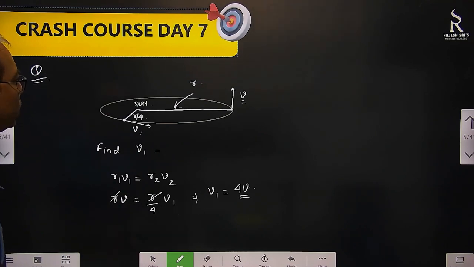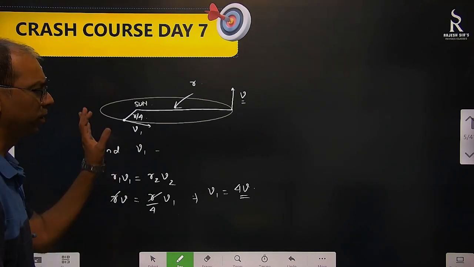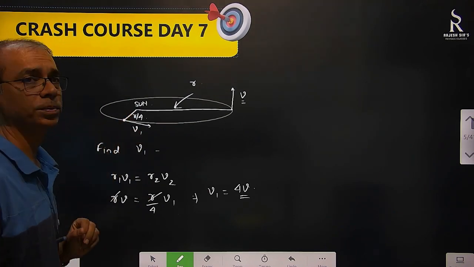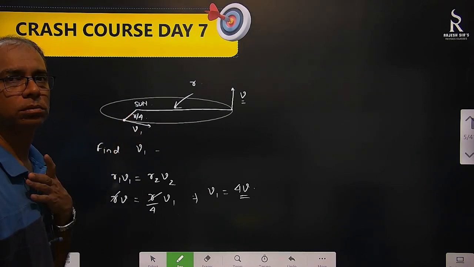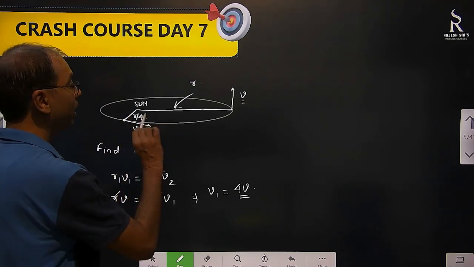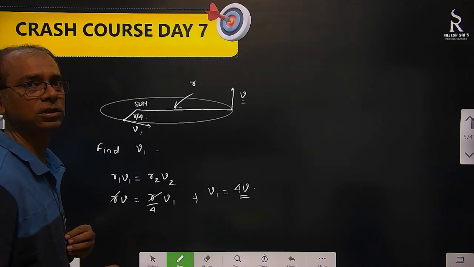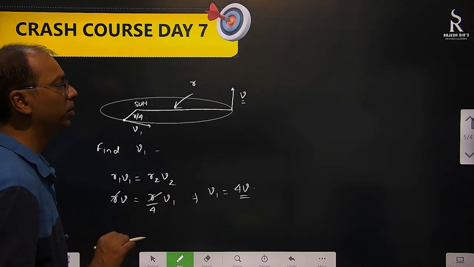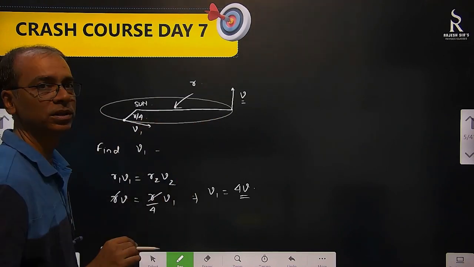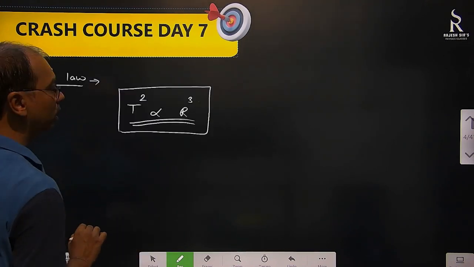Okay, one more thing is there, apart from the conclusions Kepler's laws have given. Because gravitation force is a conservative force, the energy also remains constant. Which energy? Mechanical energy. Remember that. The system's total energy is always constant.